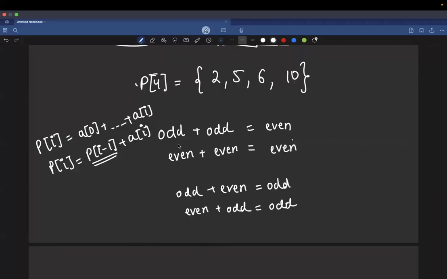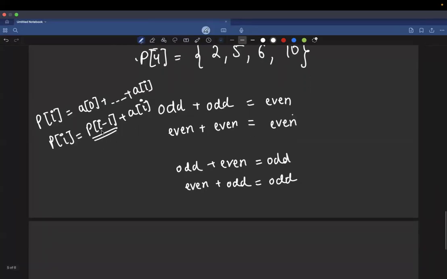So we can use this information. If P of I minus 1 is odd, then we would really like to have this A I being even. If this P of I minus 1 was even, then we would like to have it as odd, because we want to have odd elements, right? This was the main intuition.